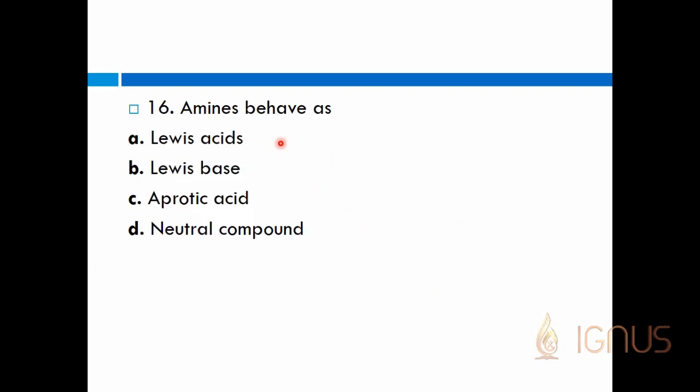Amines behave as option A, Lewis acids, option B, Lewis base, option C, aprotic acid, and option D, neutral compound. Try to find the best answer.